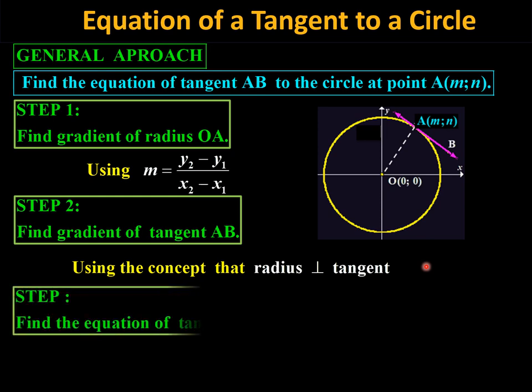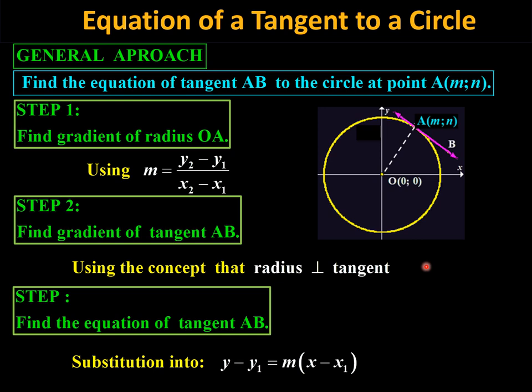And then just a very simple step: a tangent is a straight line, so it's advisable to use this formula. You substitute that gradient in there and you use the point. Remember, it must be the point of contact, not the origin, but (m, n), and then you just simplify that. And that's the general approach for finding the equation of a tangent to a circle.